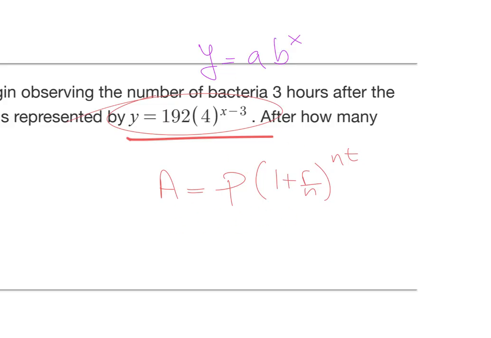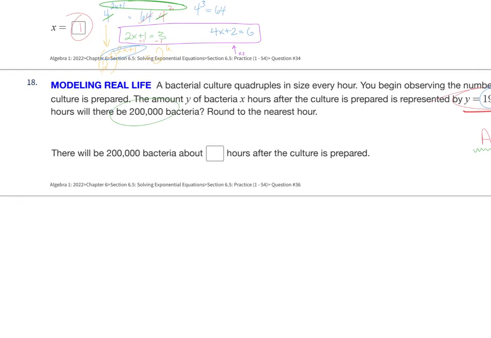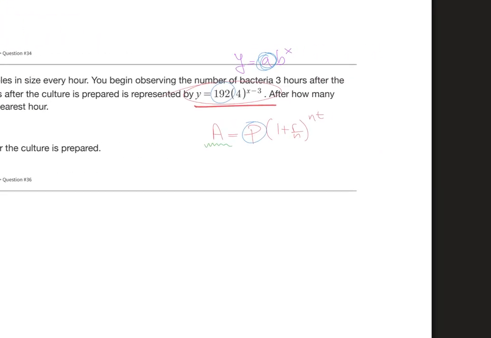So what has a been this whole time? The initial amount. Look, there's our initial amount. What is this, though? That was how much money we made over time. So we want to know, when will we make $200,000? No, not really, 200,000 bacteria.